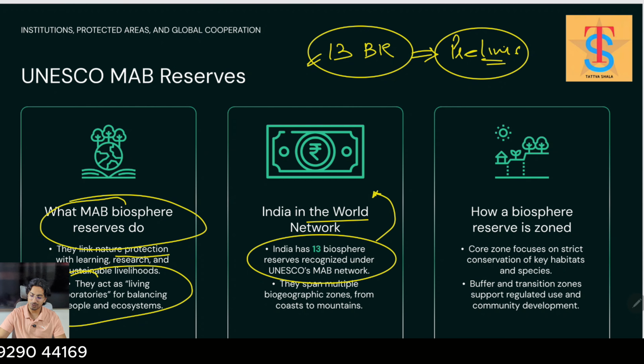And then how a biosphere reserve is zoned. There's a core area, there's a buffer area, and then there's a transition zone.